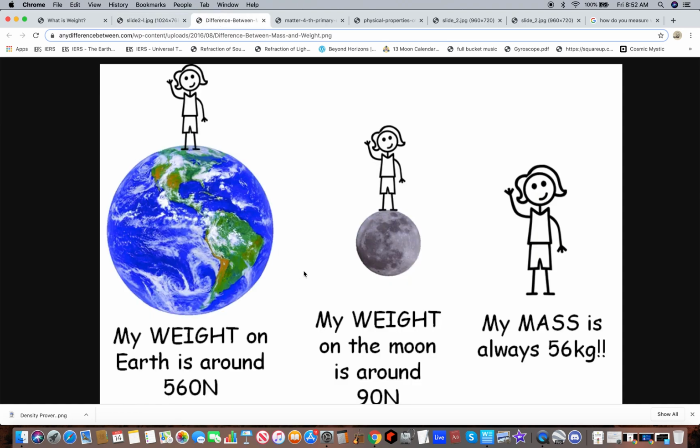Then we have this, which shows a diagram of a lady on the Earth. Her weight on the Earth is around 560 newtons. Her weight on the Moon is only 90 newtons. Her mass is always 56 kg. Right? So kilograms don't weigh the same on the Moon as they do on Earth in the heliocentric belief.